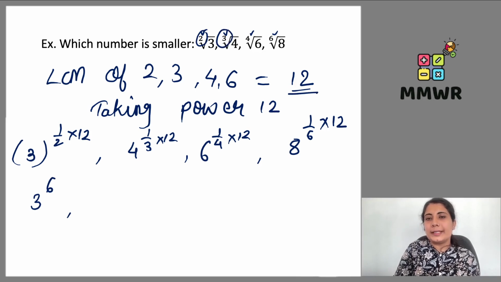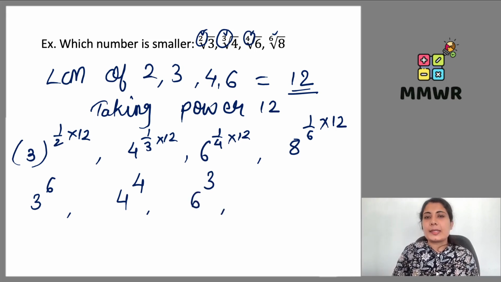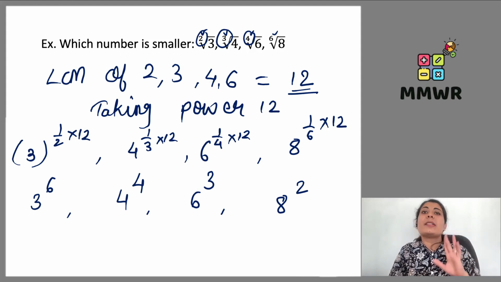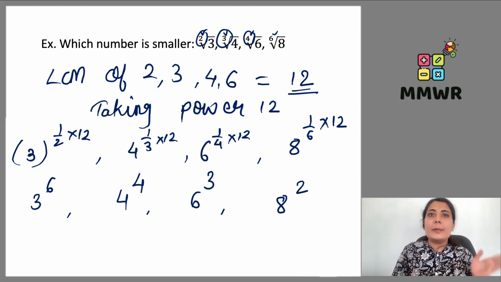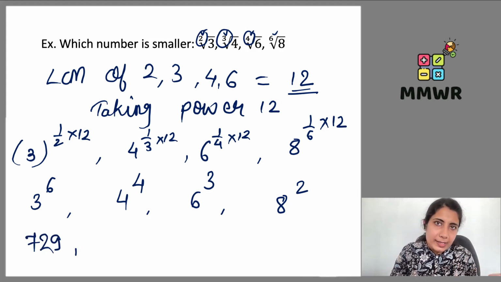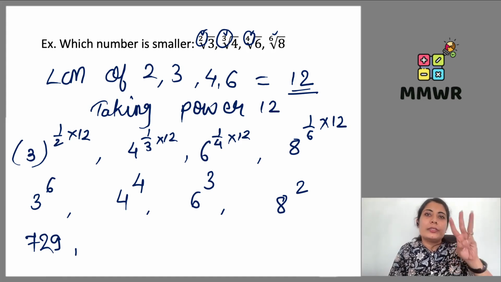By 3 you have to divide this 12. 3 4s are 12, power will be 4. By 4 you have to divide 12, so 4 3s are 12, power is going to be 3. Base is 6. Base is 8 here, 6 2s are 12. 3 to the power 6. 3 multiply 3 gives me 9. 9 power 3 will be 729. 3 to the power 6 is 9 multiplied with itself 3 times.